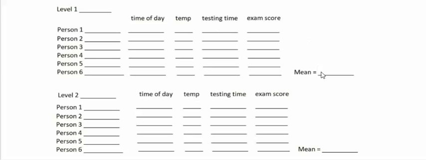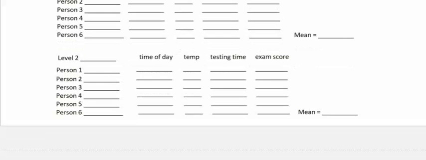Then calculate the mean of group one, the mean exam score. So add up the 6 exam scores, divide by 6. Calculate the mean exam score of group two, add the 6 numbers, divide by 6.